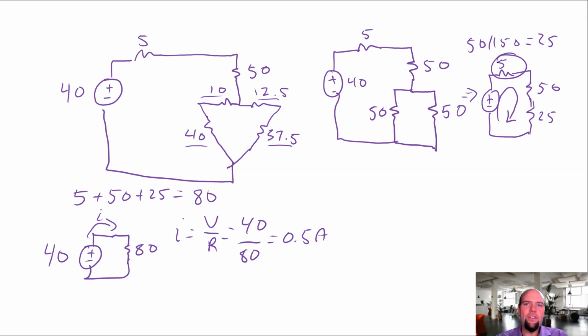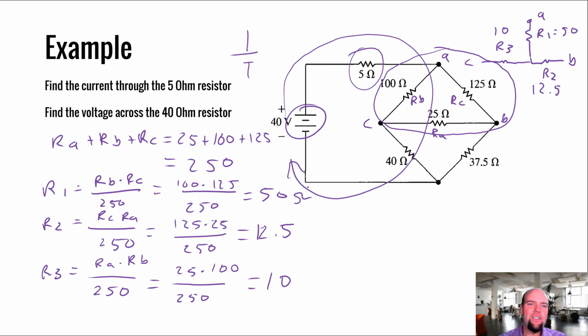But in this case, finding the current through the 5 is fairly easy because the 5 is in series with the supply. So whatever current flowed through the supply also has to flow through the 5 ohm resistor. But, and this is probably a better example for the types of problems you're going to get on the homework, we had an extra challenge, which is find the voltage across the 40 ohm resistor here.